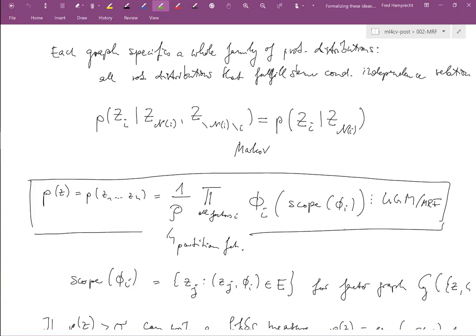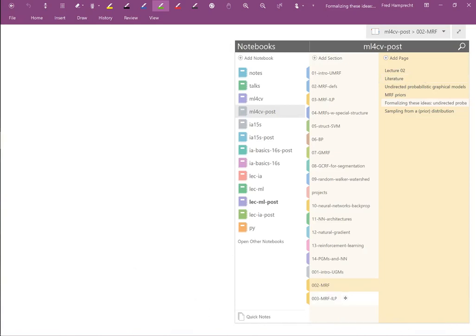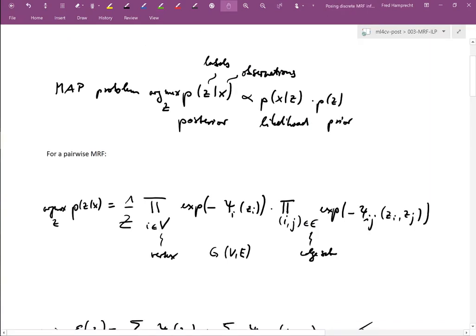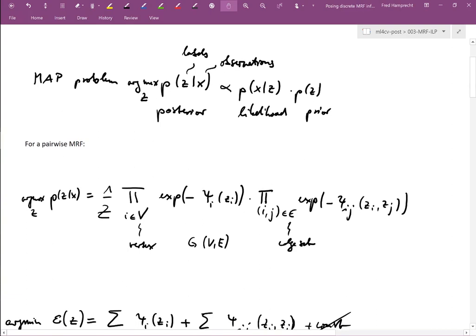And so this is the general formula, and what we've just seen is a specialization of this formula when our factors are either unary, depending on a single random variable, or pairwise, depending on two random variables. So this formula is a specialization of the other one, which we had seen previously. Is everybody fine with that? Okay.